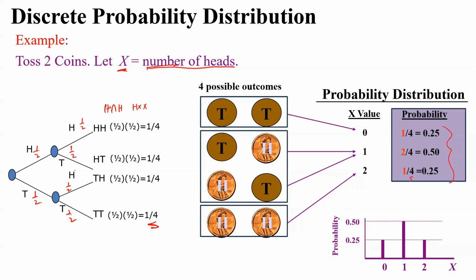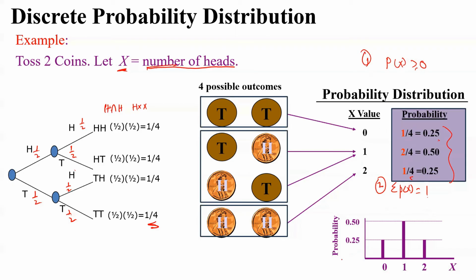Now if you add this up, the sum of the probabilities of all these X values is equal to 1. You count 0.25 plus 0.5 is 0.75, plus 0.25, you get 1. So the sum of the total probability has to be equal to 1, and that is condition 2. Condition 1 is that your probability is greater than or equal to 0. So condition 1 and condition 2 are already fulfilled.